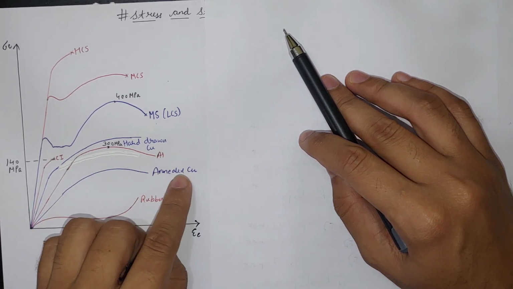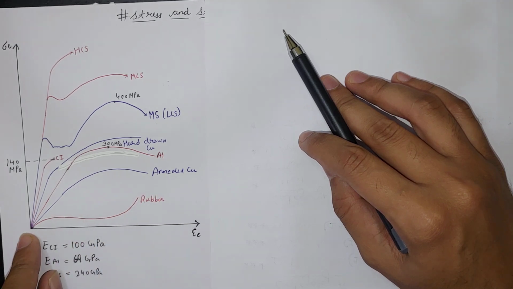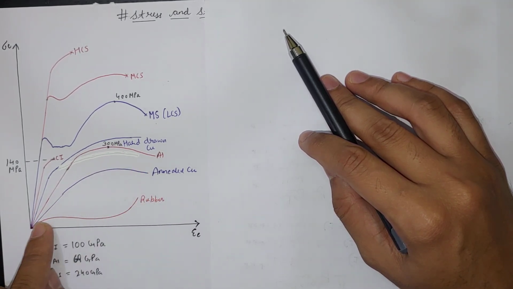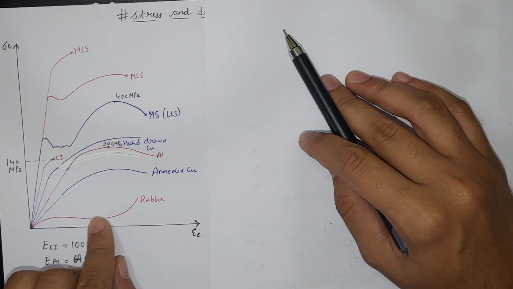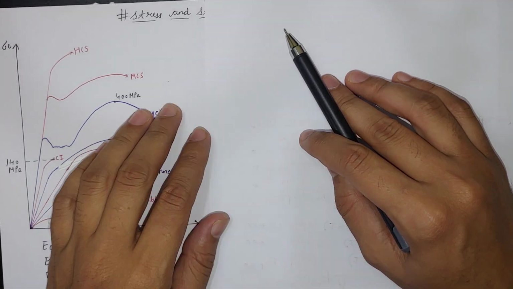Then annealed copper: if we heat treat it and make copper ductile, then its strength reduces but ductility increases. Now this particular curve is for rubber. So rubber behaves like this, its strength is much lesser, also it is very elastic. If you unload it, it will again come back to its original position.